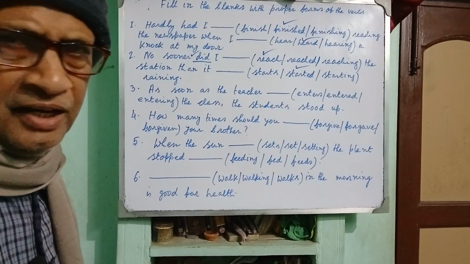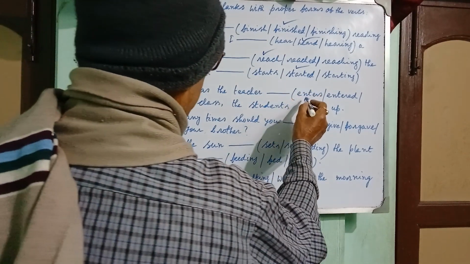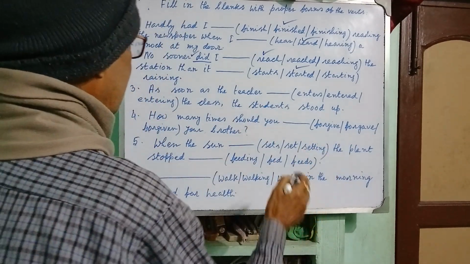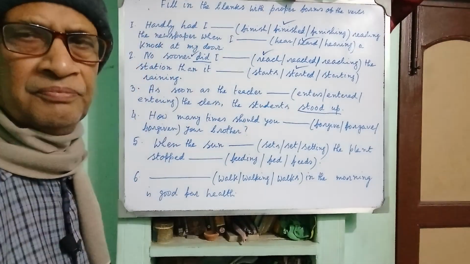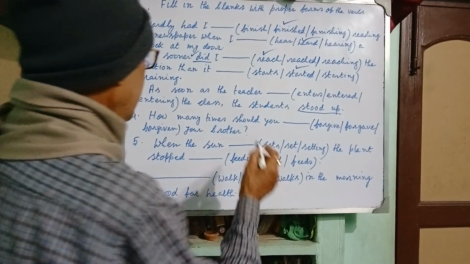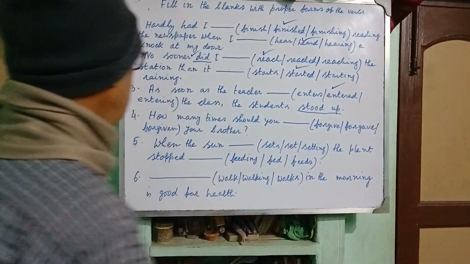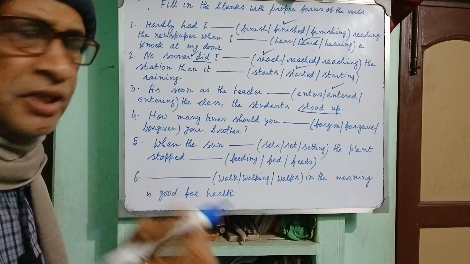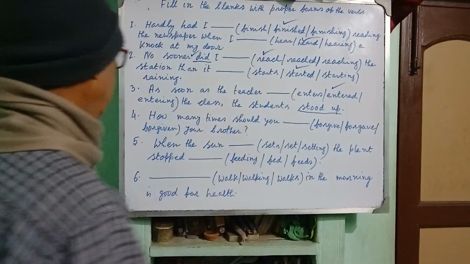Now come to the third example. As soon as the teacher entered, not entering, you see that the next clause is stood up. So it is in the past form. So it should be as soon as the teacher entered the class, the students stood up. You see that stood up is the past form, so it will be the past form.